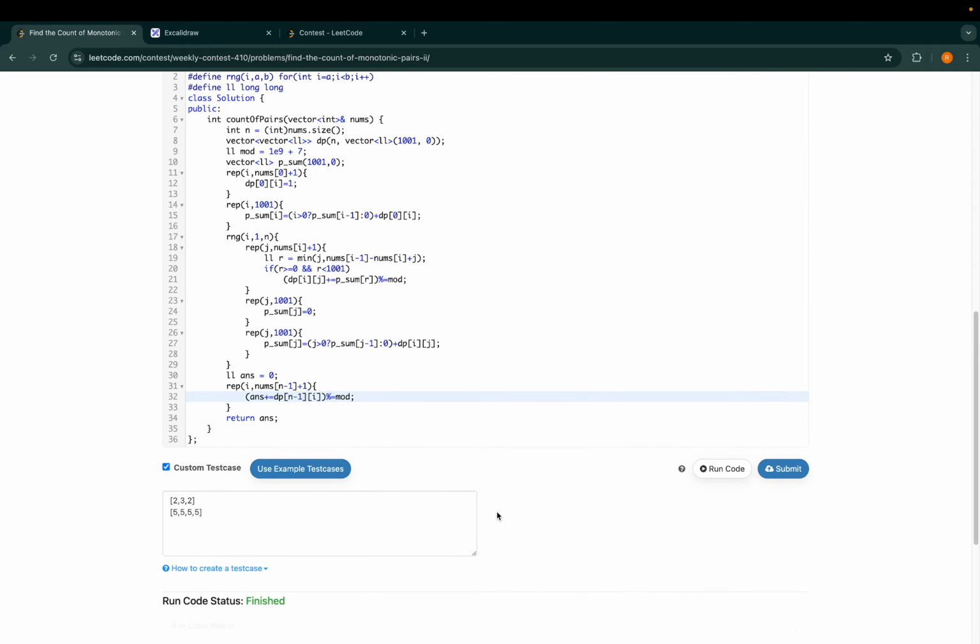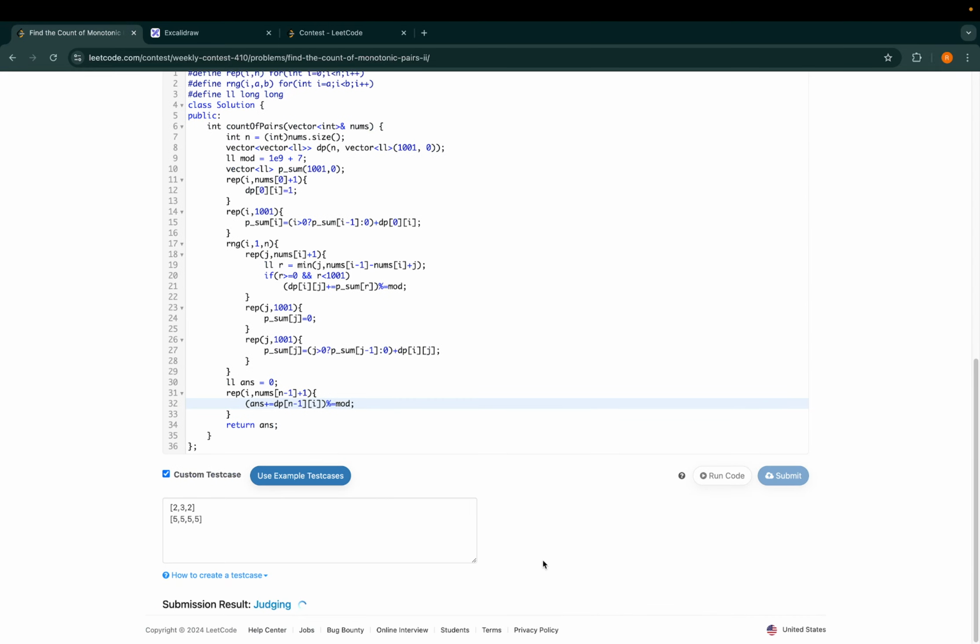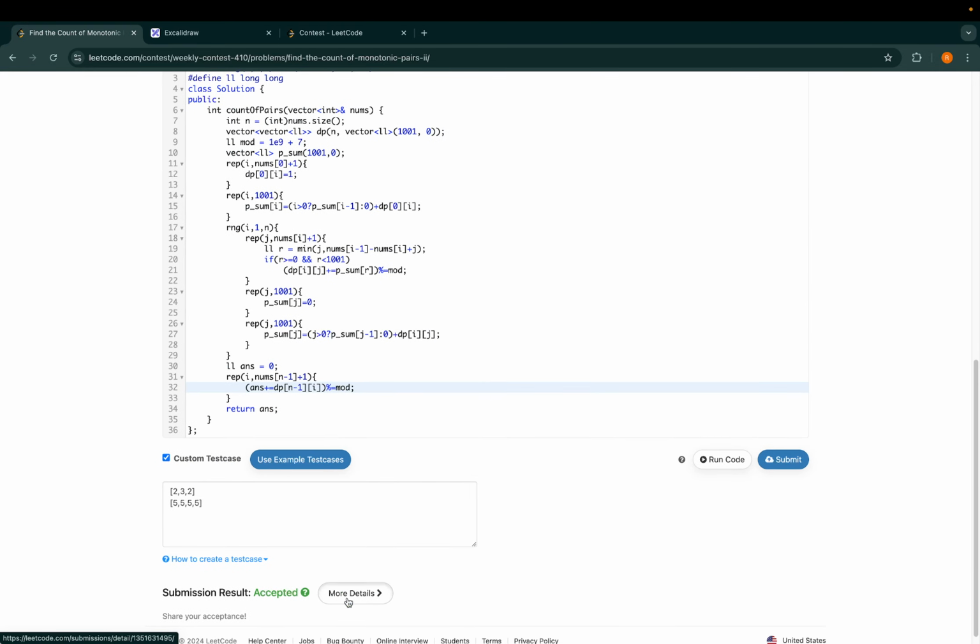If I run code, then submit. Yep, accepted.